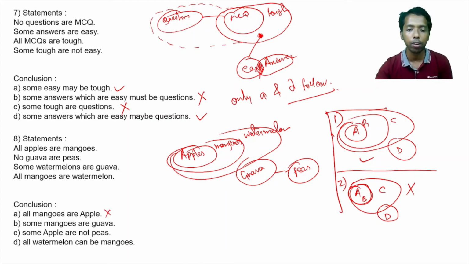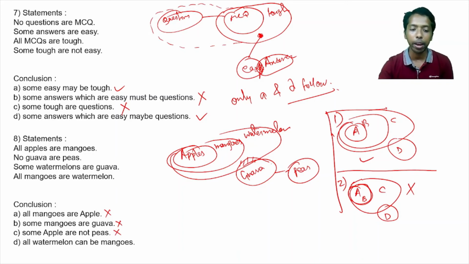Some mangoes are guava. There is no definite relation, but guava and watermelon have a common region, and mango and guava may or may not have a common region. So that's why this is also wrong. Some apples are not peas. No definite relation. Yes, the common region of guava and watermelon is not in peas, that is okay, but there is no definite relation for some apples are not peas. So this is again wrong.